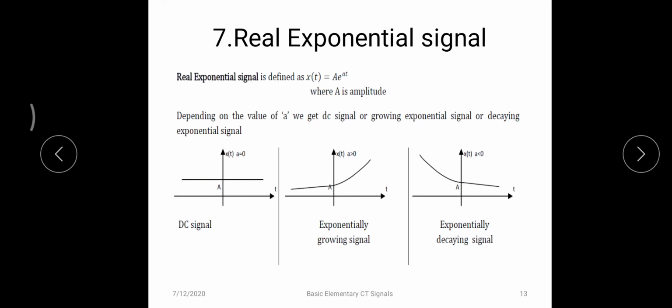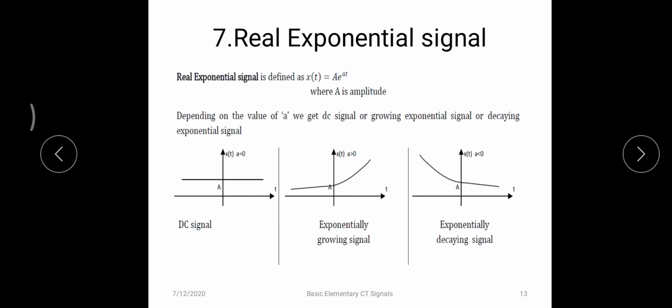Second one, if a is greater than 0, that is a positive value, for example let us consider a equal to 0.5, 0.6, 0.7, 1, 2, 3. If I keep on increasing, the function amplitude also keeps increasing. So when a is positive, the function will start to grow. Such signals are called exponentially growing signals.